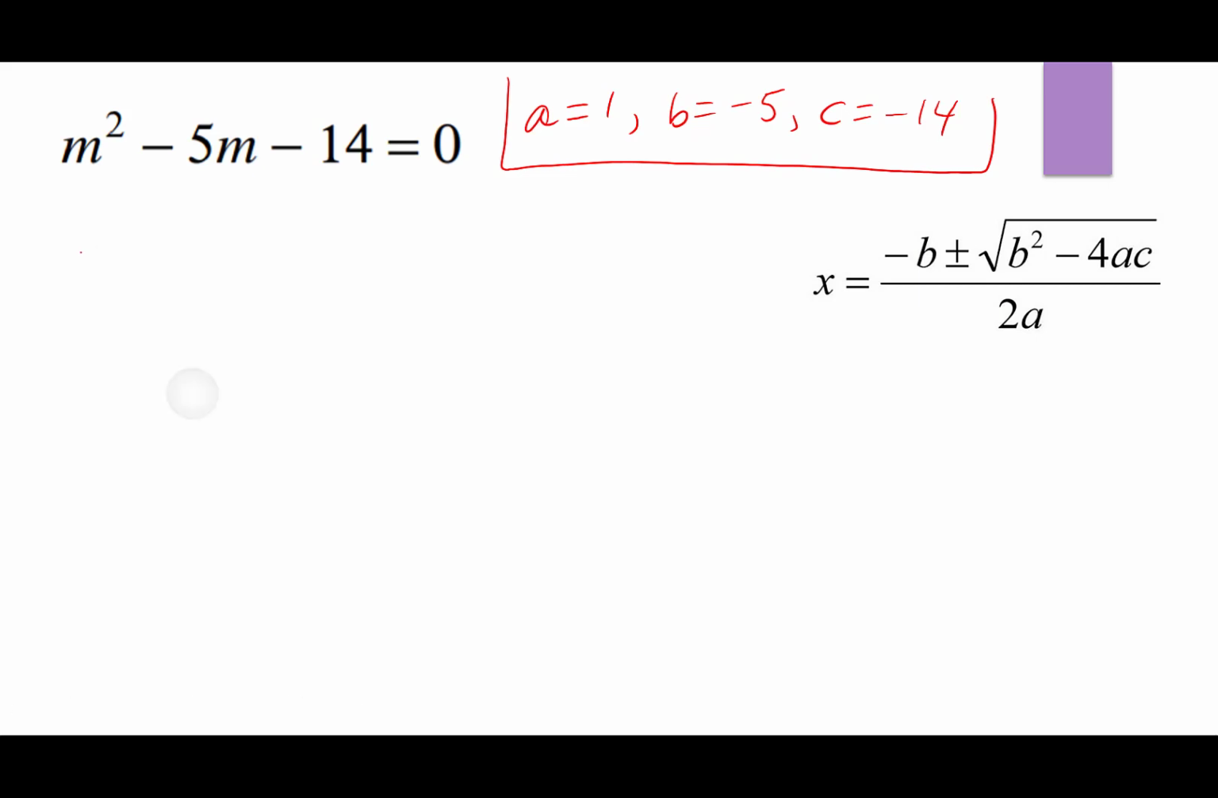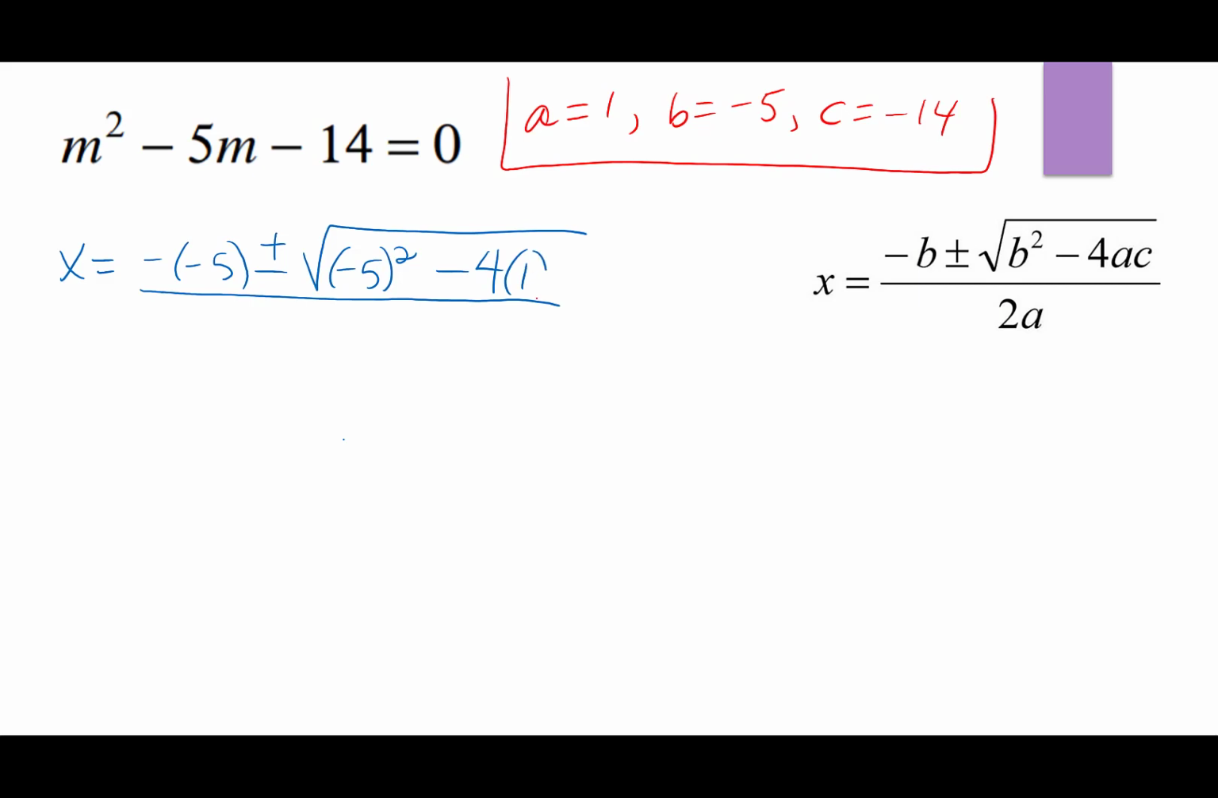Okay, so let's plug these into the formula. We have x equals, the formula is negative b. The b in this example happens to be negative, and so this is negative 5 plus or minus the square root of B squared, I'm going to put negative 5 in parentheses and then put the exponent, minus 4. I'm also going to put the value of A and the value of C in parentheses so that you know that we're multiplying these and not just combining them into one number. All of that over 2 times 1.